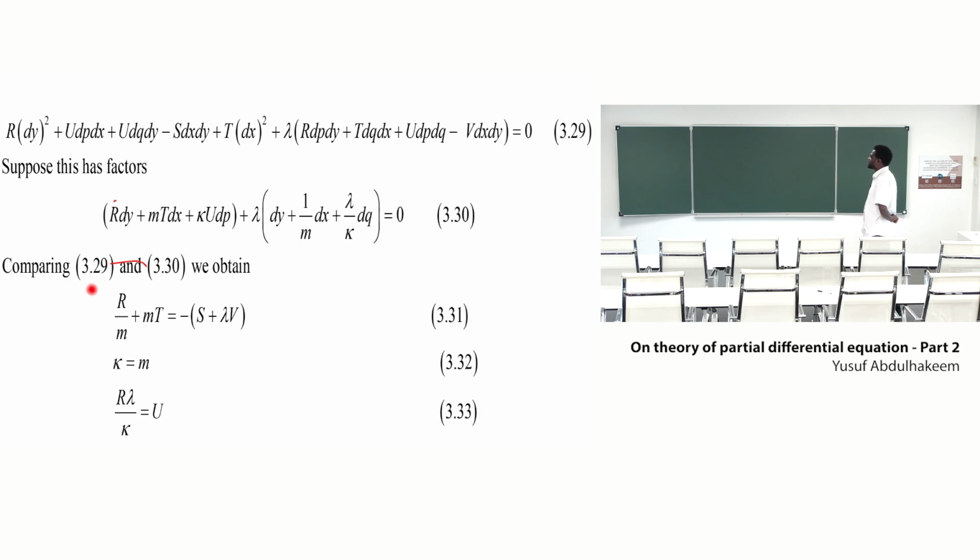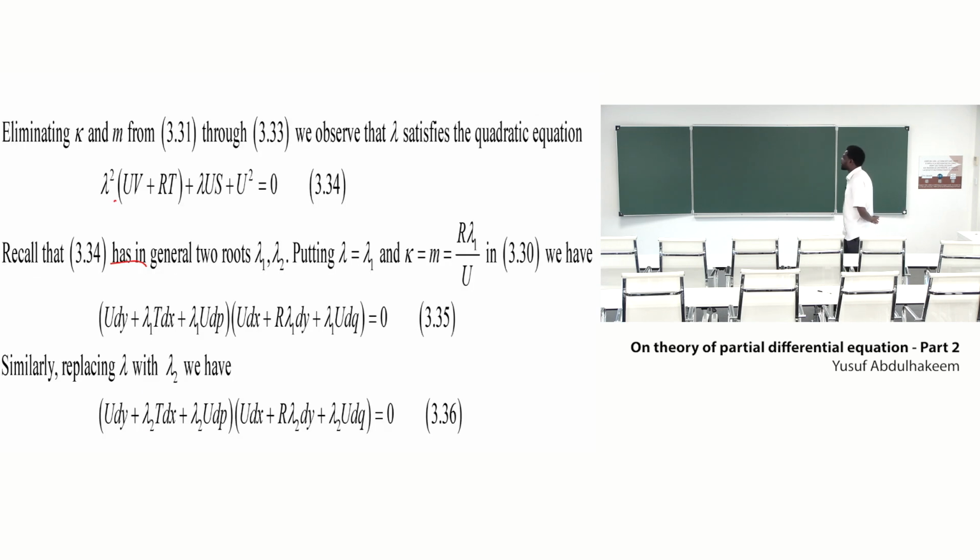So by the time you compare 3.29, that is, by the time you have introduced that factor now, and 3.33, you will see that this will be equal to this, and k here is equal to m, and we have r lambda divided by k to be equal to u. That's what we are going to have. So eliminating k, as we have always done, we are going to obtain this equation 3.34.